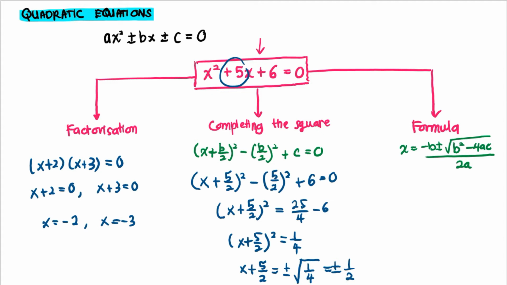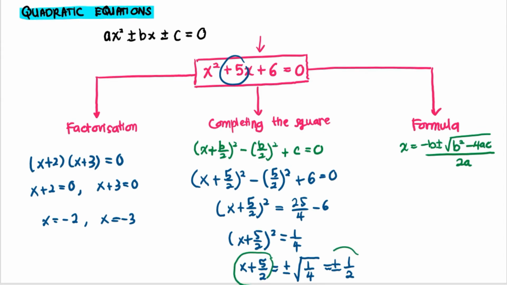We have two answers here. Let me use the green color. Firstly, you consider the positive part. So I have x plus 5 over 2 equal to positive 1 over 2. For the other one, we have x plus 5 over 2 equal to negative 1 over 2. When we simplify these, we'll have the two answers here. We should get the same answers as before. That's how you complete the square.